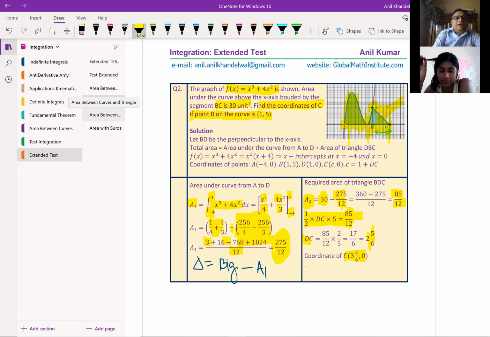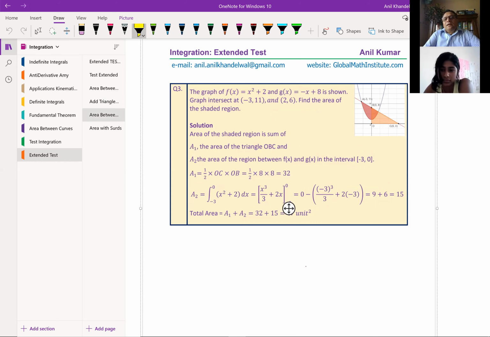Now let's look into the next question, which is a very similar question. So I'd like you to read the question and tell me the strategy this time. Question number 3, please. Okay. Question 3. The graph of f of x equals x squared plus 2, and g of x equals minus x plus 8 is shown. Graphs intersect at -3, 11 and 2, 6. Find the area of the shaded region.